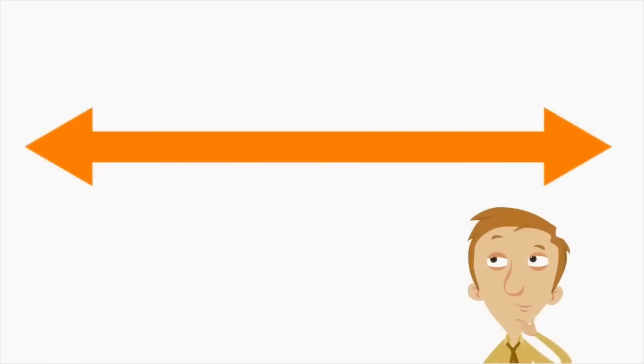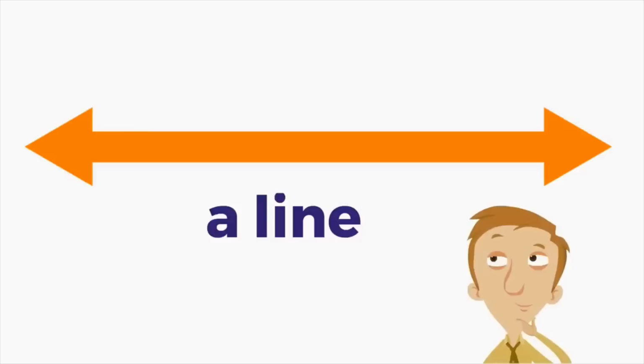What do you see here? What is this? You've got it. A line. Sweet. How do we know it's a line? It has 2 arrows. That's right. This is a line.